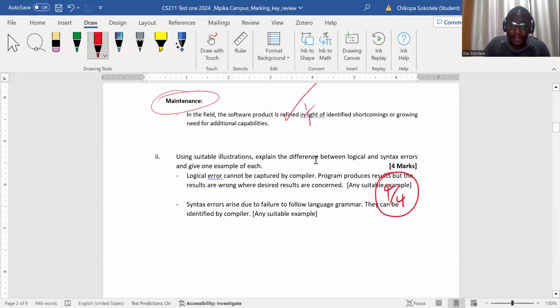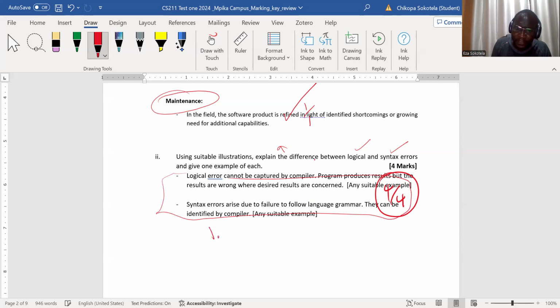Okay, explain a difference between logical and syntax errors, and give one example of each. A lot of you got this one right, but you listed instead of explaining. You were supposed to write a paragraph here. We ignored the fact that you had not followed instructions.